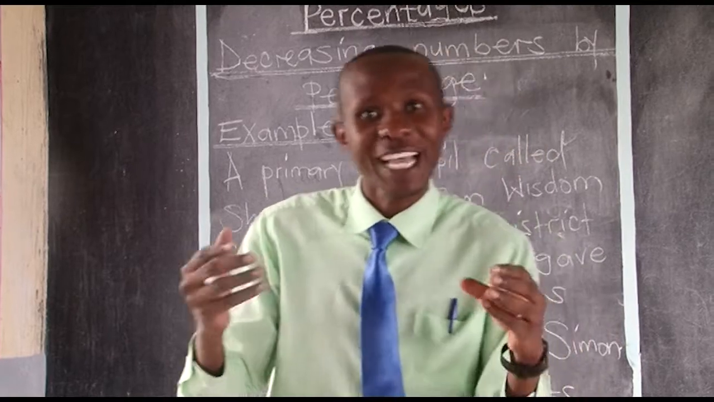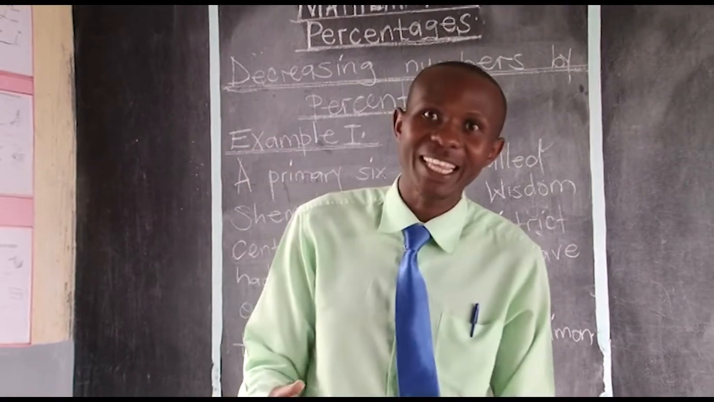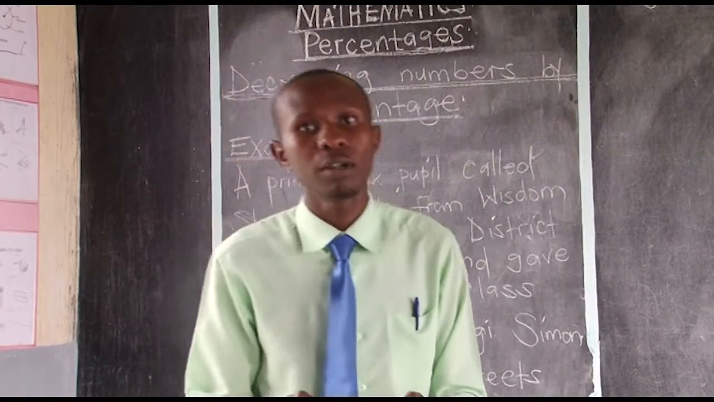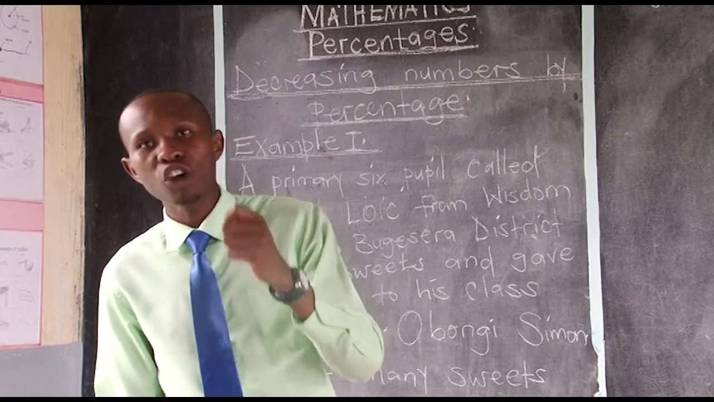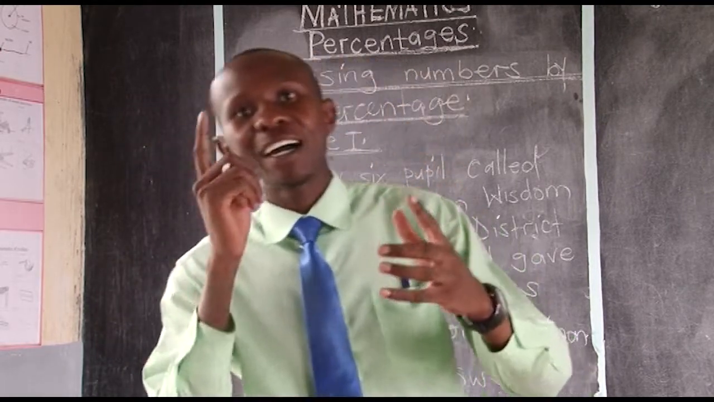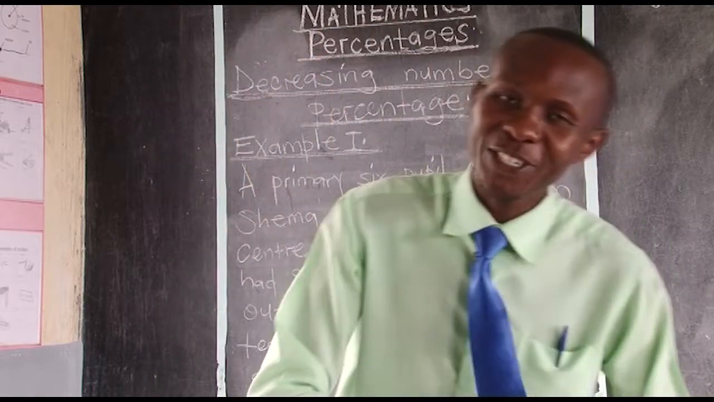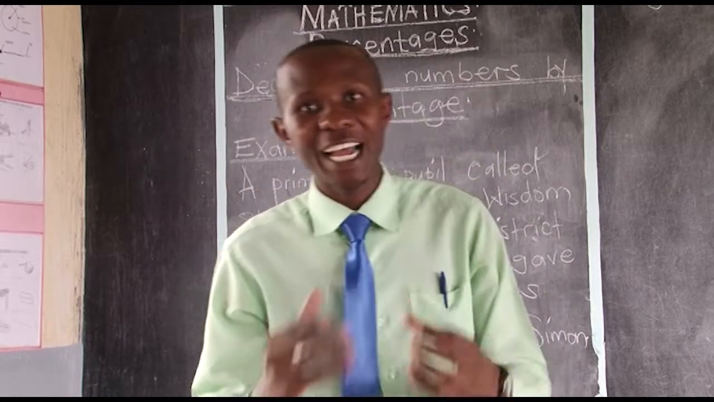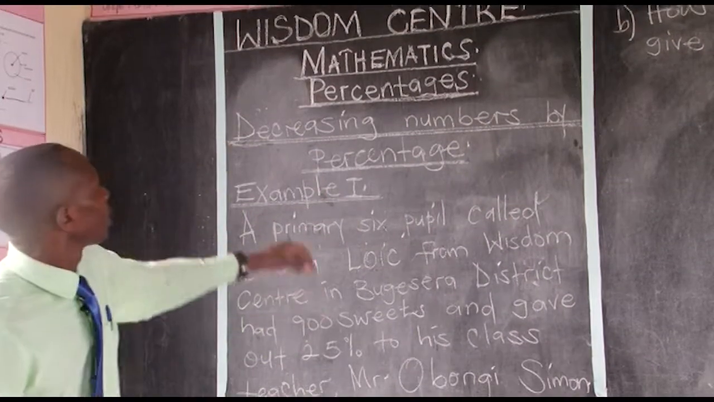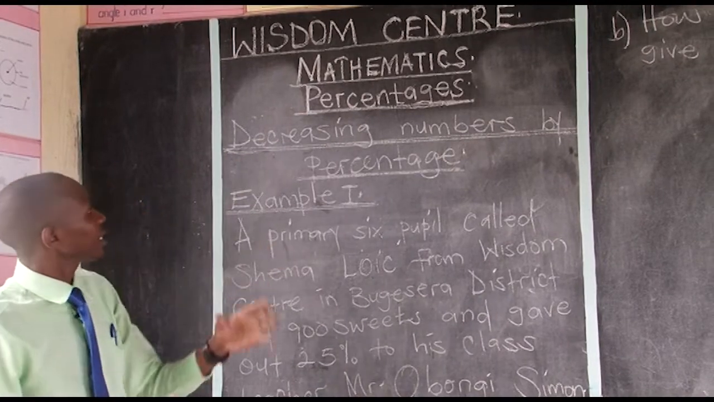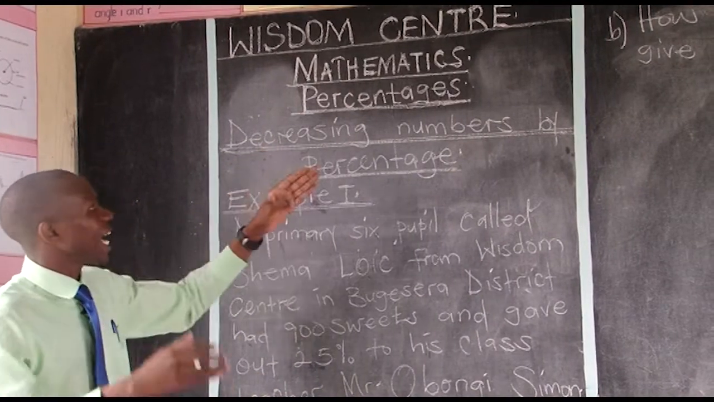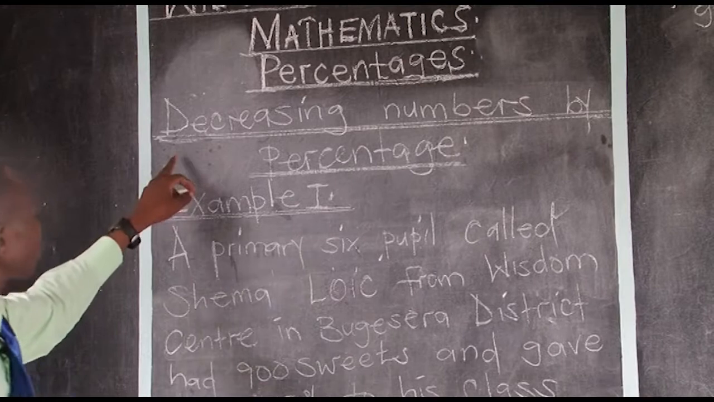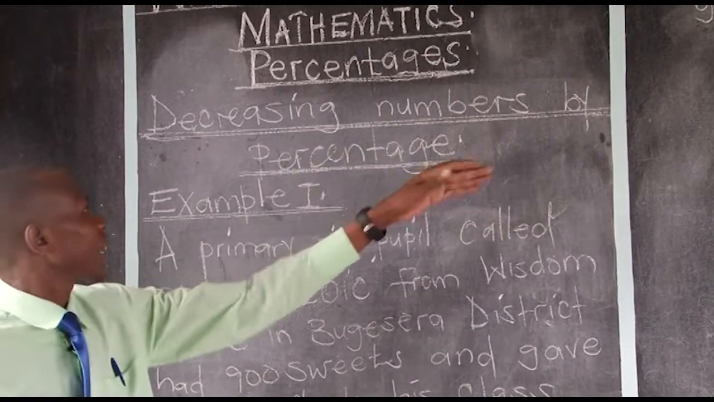But earlier on, for those who have just joined us today, I said we are dealing with unit 6 of the syllabus based on the CBC curriculum. Unit 6 says percentages, ratios, mixtures and proportions. For today's lesson, I want us to look at percentages, and how we decrease numbers using percentages. In simple terms, our lesson today is decreasing numbers by percentages.